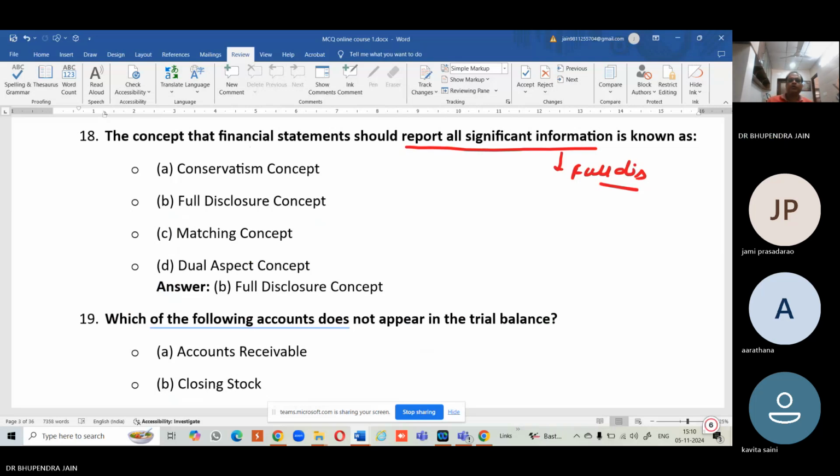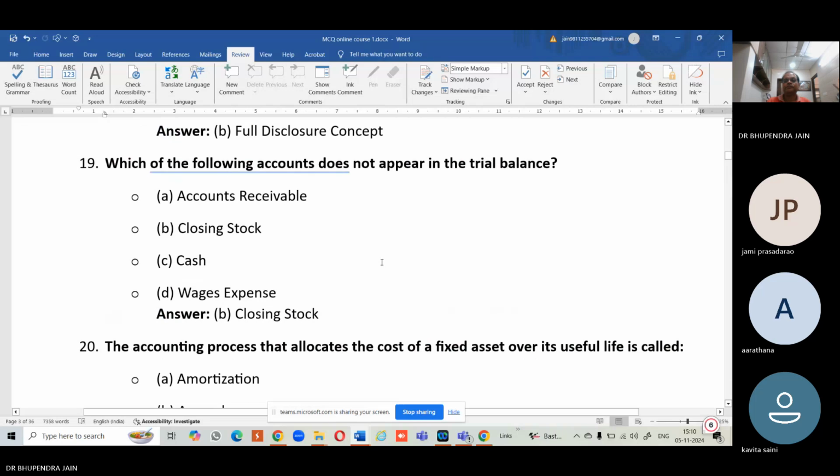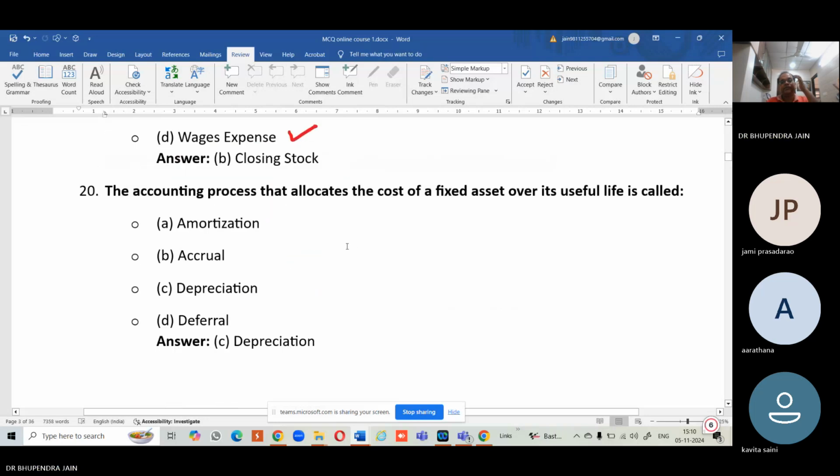Next, which of the following accounts does not appear in the trial balance? Trial balance. Accounts receivable, yes, this will appear. Cash, yes. Bank, yes. But closing stock may not appear in the trial balance. The accounting process that allocates the cost of fixed assets over their useful life is called depreciation.